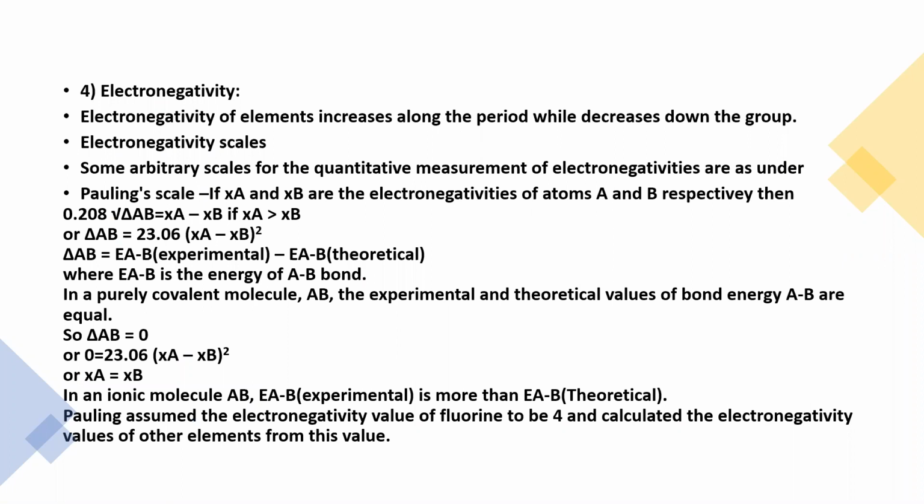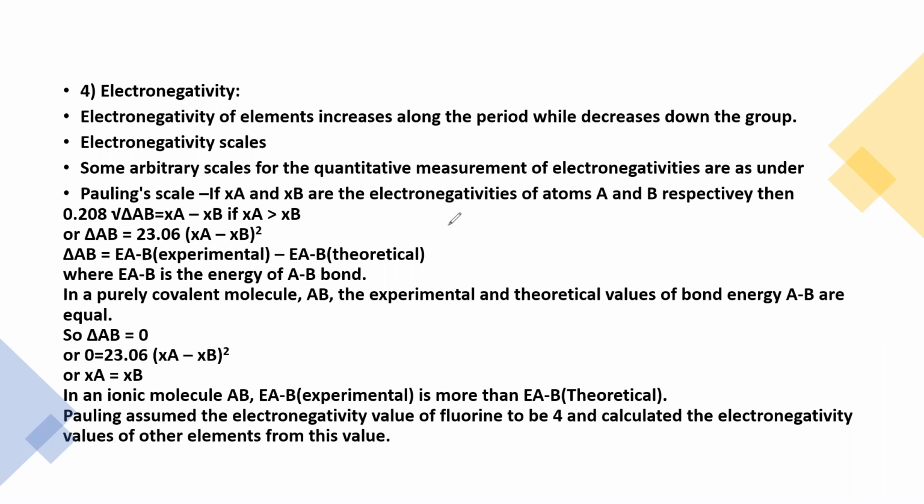Now, what is electronegativity? So, already we discussed what is electronegativity. It is the tendency to accept the shared pair of electrons towards itself. The tendency of an element to accept the shared pair of electrons towards itself is called electronegativity. And electronegativity of elements increases along the period while it decreases down the group. This also we have discussed in the last session.